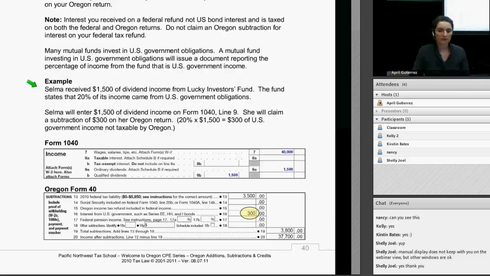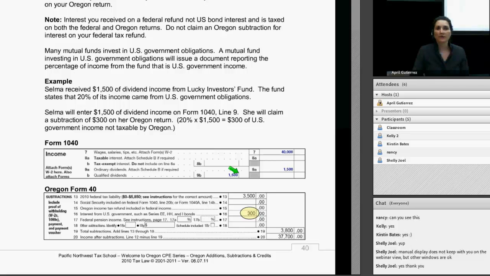So here is an example for Oregon, of course. Selma received $1,500 of dividend income from Lucky Investors Fund. The fund states that 20% of its income comes from U.S. government obligations. Selma will enter $1,500 of dividend income on Form 1040, line 9. She will claim a subtraction of $300 on her Oregon return.